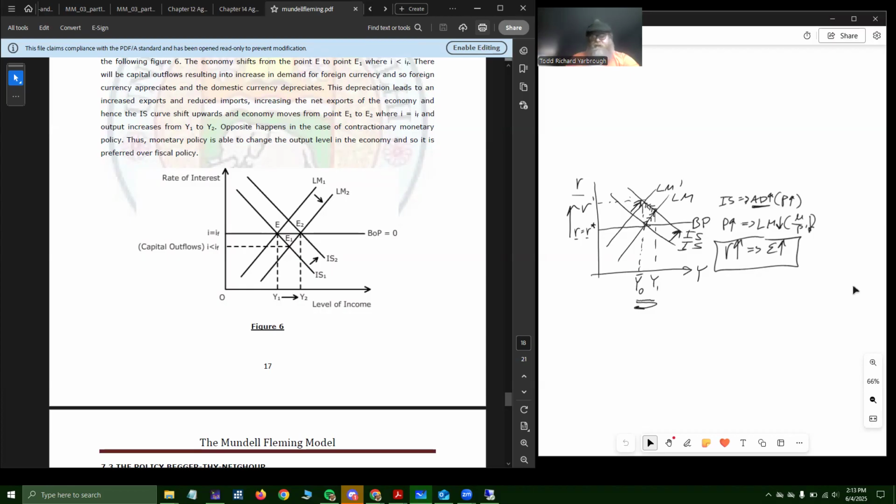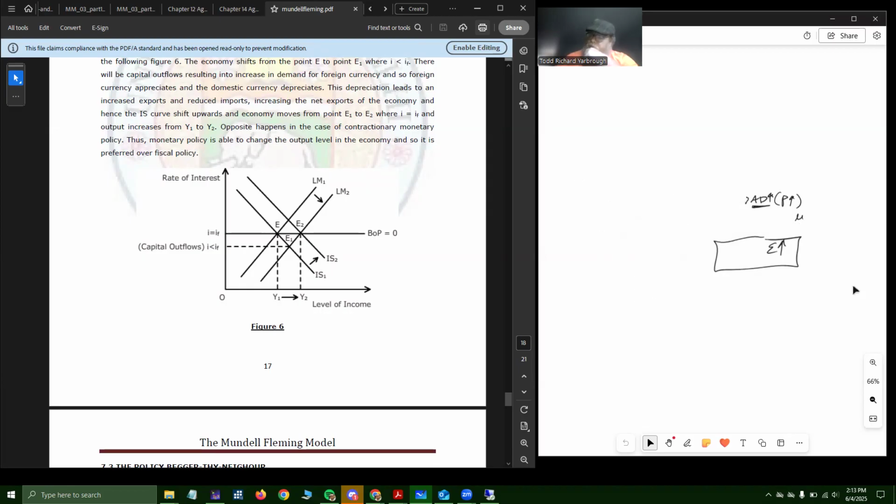And you can see this in terms of both monetary and fiscal expansion, right? So let's just work real quick through a monetary expansion in that particular model. So again, output, real interest rate, LM curve, IS, and then balance of payments.